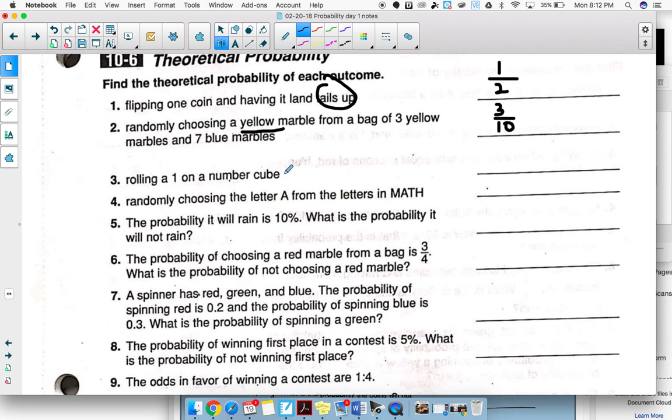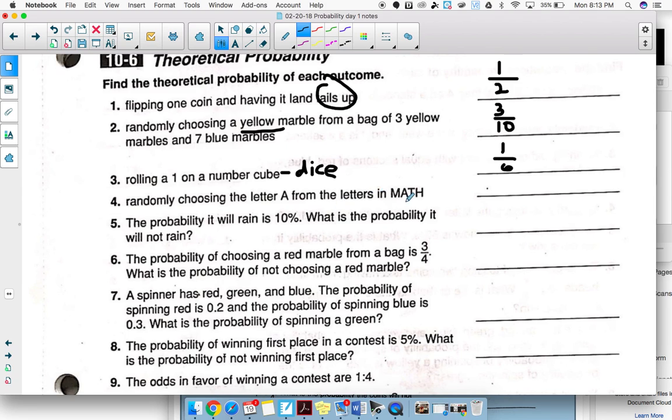Rolling a 1 on a number cube. Well, that's the same thing as a dice. Well, die is, I guess, the singular version of it. But how many sides have 1 on it? Well, that would be 1 out of 6.